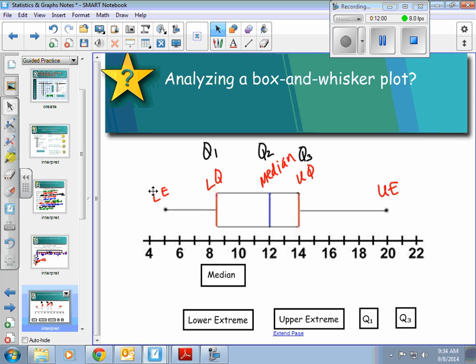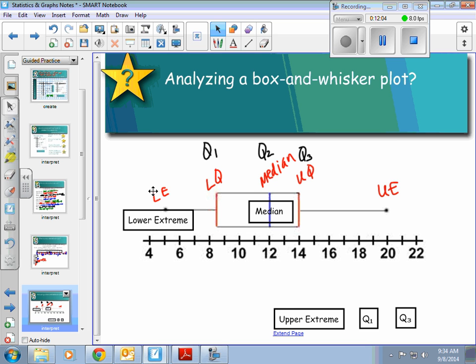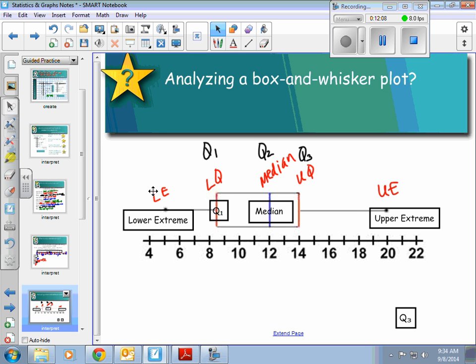So this would be your median. Once again, this is my lower extreme. This is my upper extreme. Q1 and Q3.